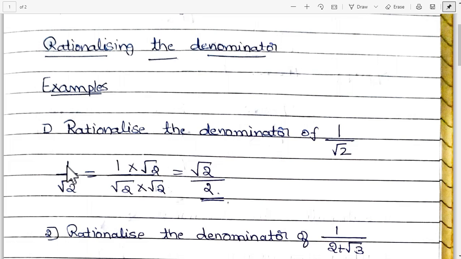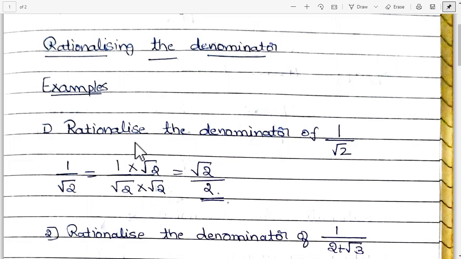So the method is: 1 by root 2 is equal to... to rationalize this irrational number, we have to multiply the irrational number to the numerator, and again we have to multiply the same irrational number to the denominator also. Why are we multiplying the same number to the denominator? When you multiply the same root number, the square root will go and the number will remain.